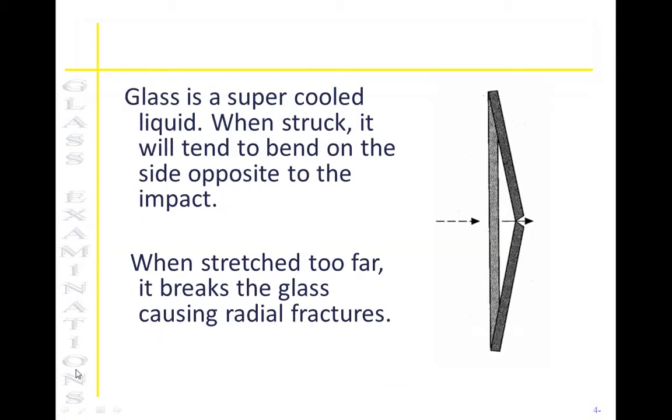Once glass is produced, it is a supercooled liquid. So when it is initially struck with an item, it's going to start to bend before it's going to actually start breaking. But at some point, it's going to bend or stretch just a little too much, causing it to break. And what is initially going to occur are radial fractures.